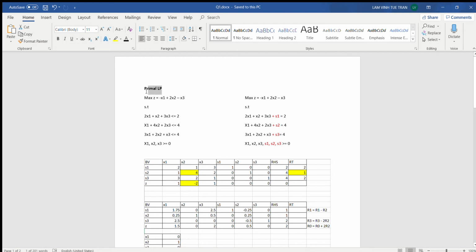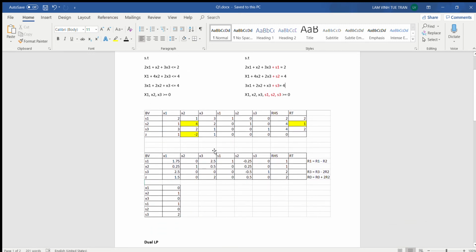This is my primal linear program. I have to maximize this subject to these constraints. I add slack variables s1, s2, and s3 to each constraint and change the smaller than or equal sign to the equal sign. I solve this linear program using the simplex algorithm.